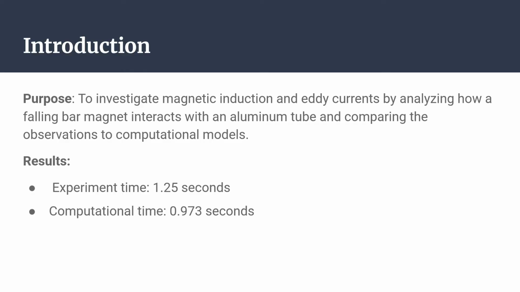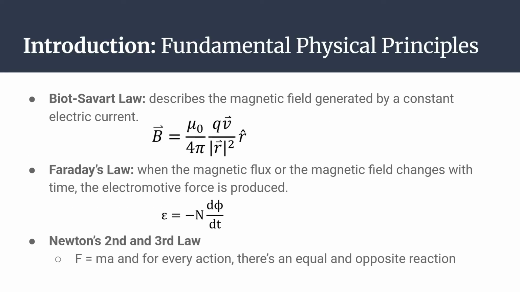In our results, the experiment time of falling was around 1.25 seconds, and in the computational model, it was 0.973 seconds. So here are some of the fundamental physical principles. The Biot-Savart law, which describes the magnetic field generated by a constant electric current. We have Faraday's law, which describes how when the magnetic flux or the magnetic field changes with time, an electromotive force is produced. And we also have Newton's second and third law, where F is equal to mass times acceleration, and for every action, there's an equal and opposite reaction.